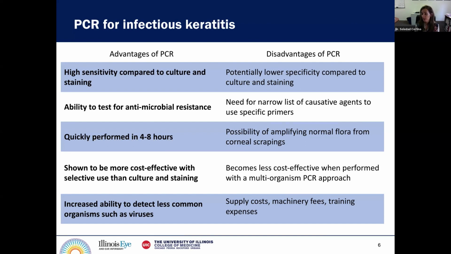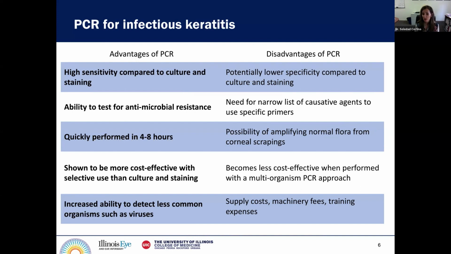Need for a narrow list of causative agents to use specific primers. So you have to select and tell them, okay, I want you to test for staph, or I want you to test for Pseudomonas, or I'm looking for Candida or Aspergillus or whatever.